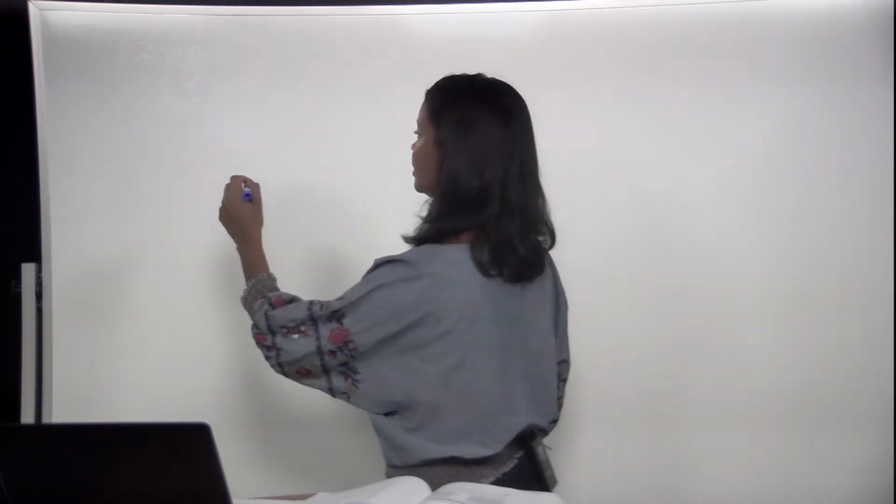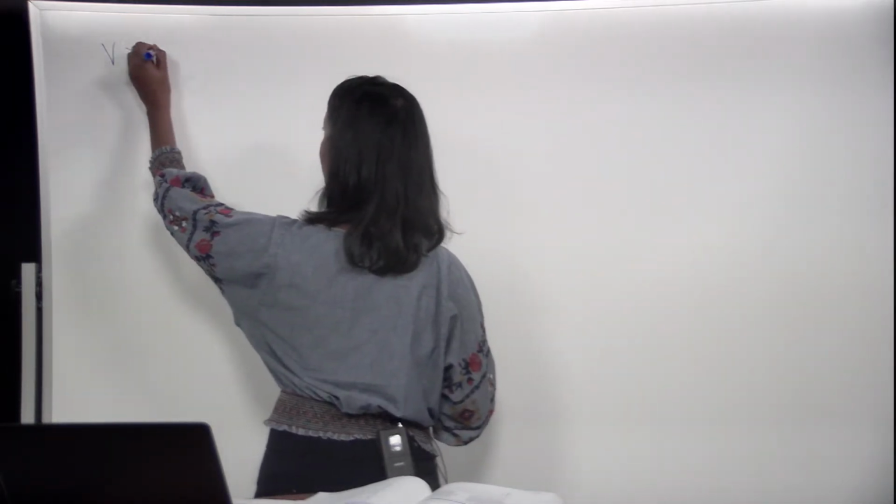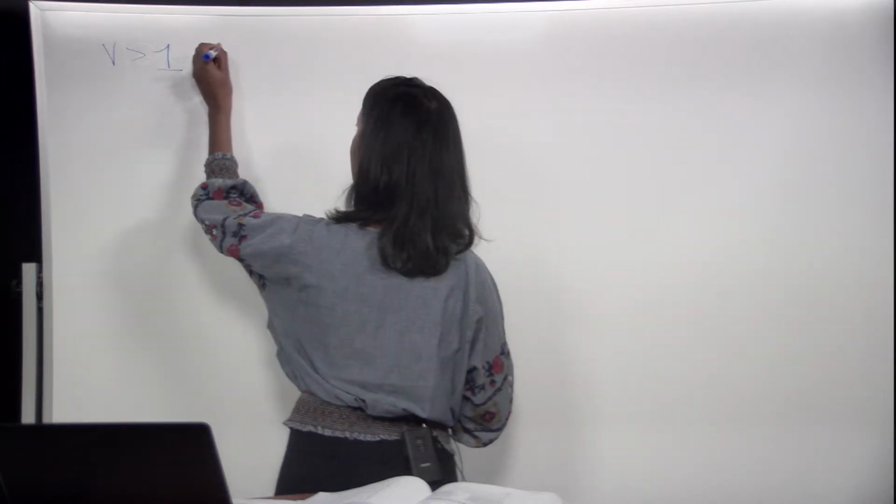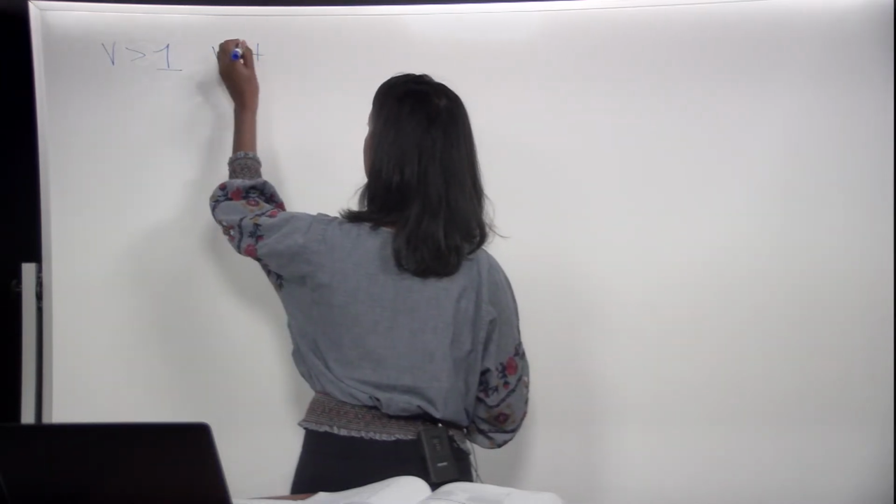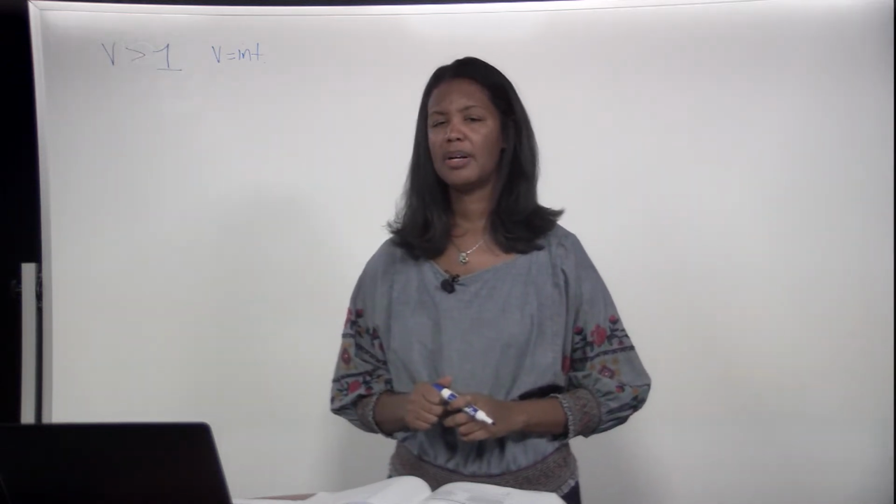So the question reads, if integer v, so an integer is a whole number, positive or negative, including 0, the integer v is greater than 1, okay? So v is greater than 1, and v is an integer. It's important to note. If v is the square of an integer, okay, so let's think about that. V is the square of an integer.